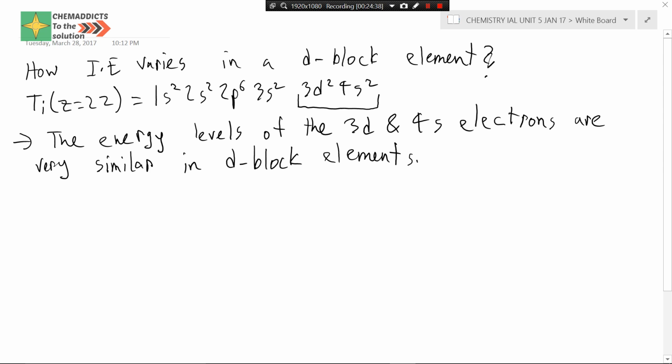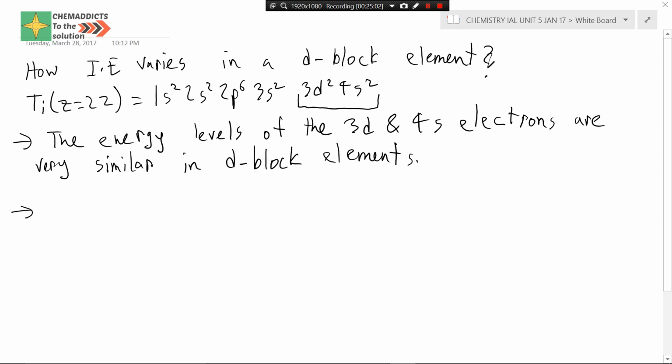So the ionization energy of 3d and 4s electrons is similar. The ionization energy of the 3d and 4s subshells is similar, and that is the reason behind it. So how should this vary from shell to shell? Okay, let's discuss.